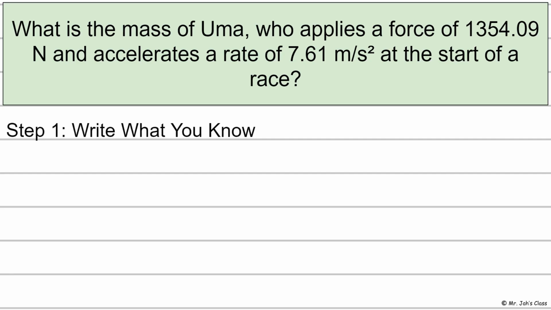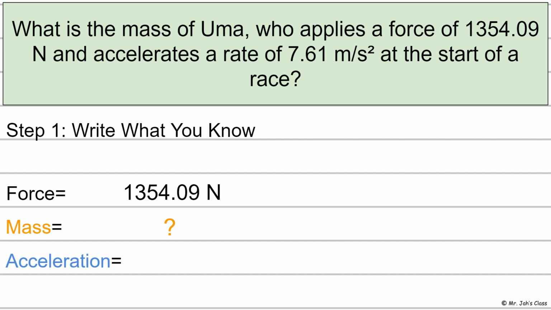Step 1. Write what you know. Force is 1,354.09 newtons because force is measured in newtons. Mass, we don't have the mass. That is what we are trying to solve for. And then what about the acceleration? That is going to be right there, 7.61 meters per second squared.